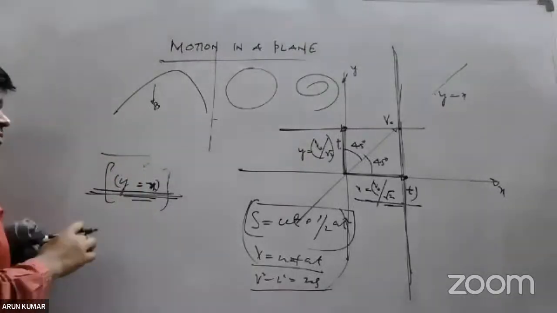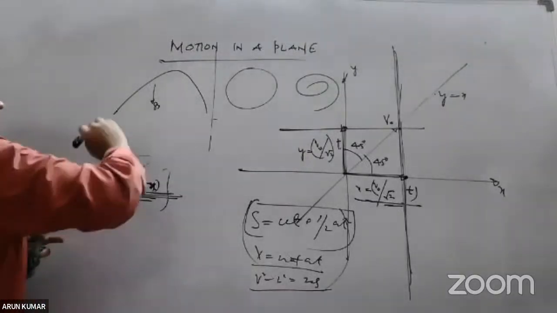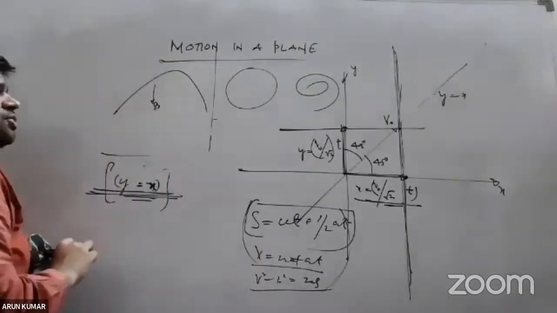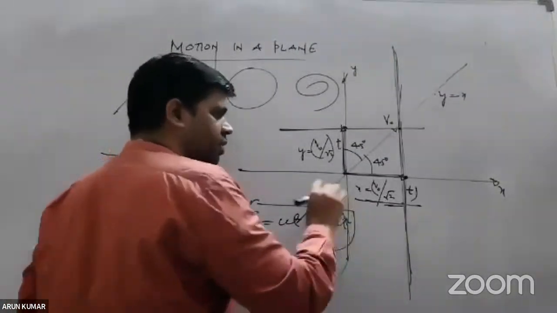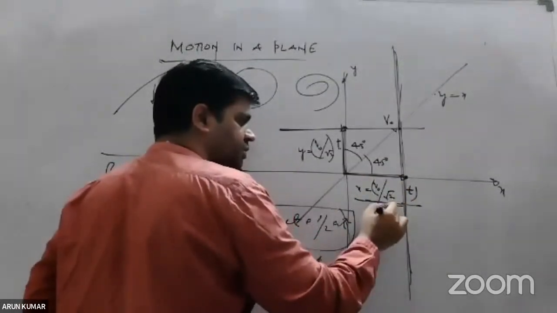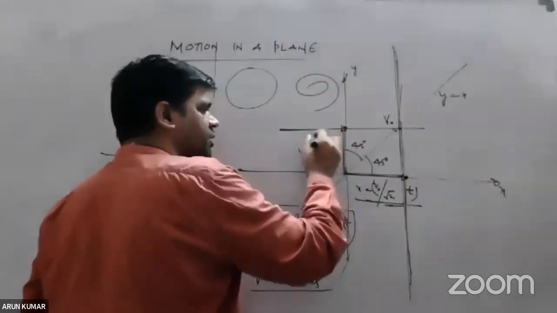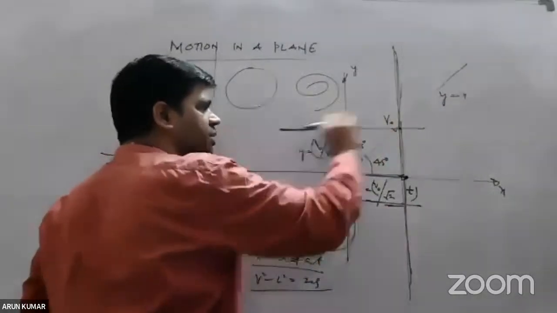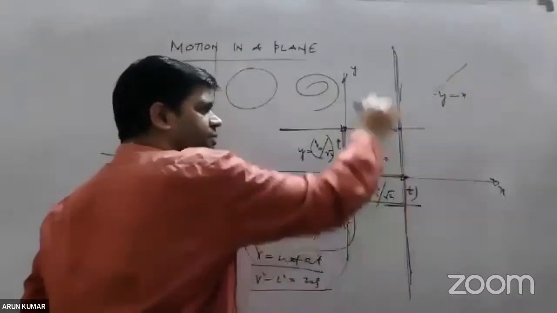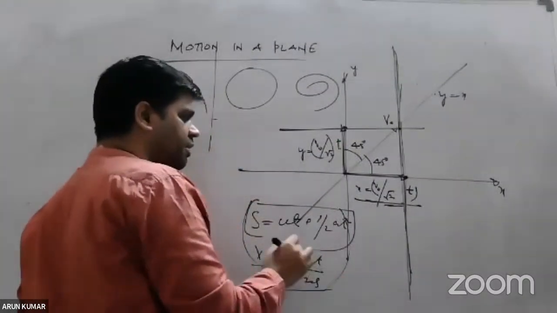We'll derive it. But how do I get the trajectory of this motion? This is the simplest case. In the simplest case, the horizontal motion is moving with constant velocity v naught by root 2. Vertical is moving with constant velocity v naught by root 2. He is holding an infinite horizontal rod. He is holding an infinite vertical rod.